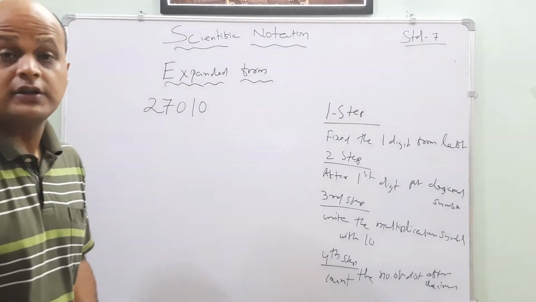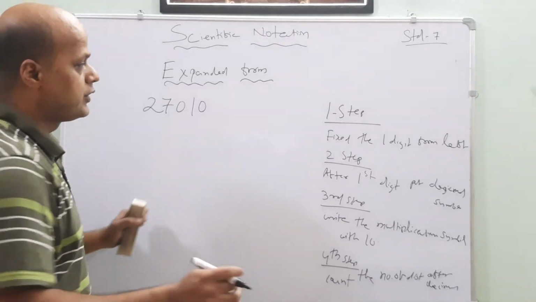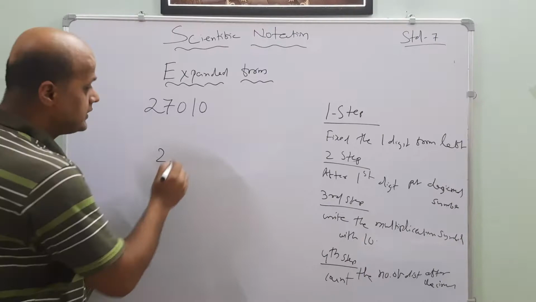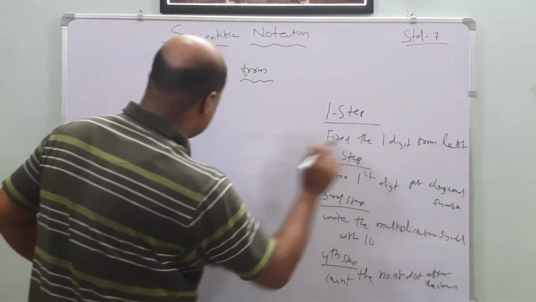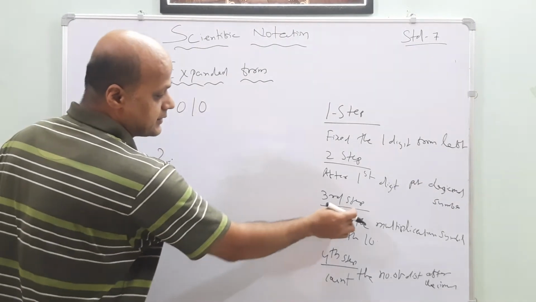Okay, 27,010. How will you expand this one? Step 1, fix the first digit. First digit is 2, fixed. After the first digit, put the decimal symbol. Put decimal symbol. Okay. Then the third step is what?